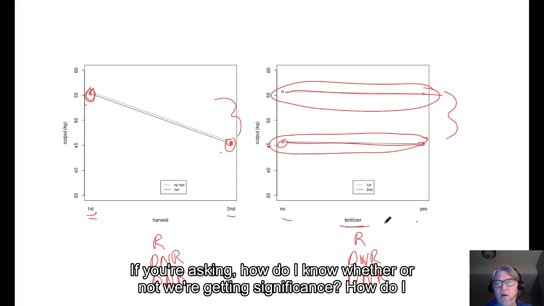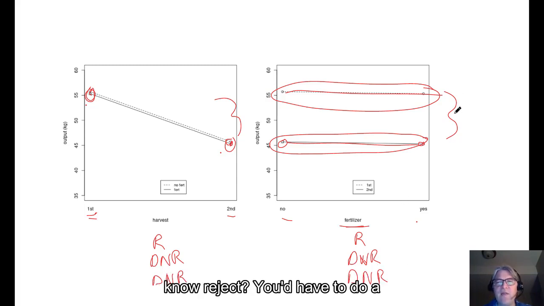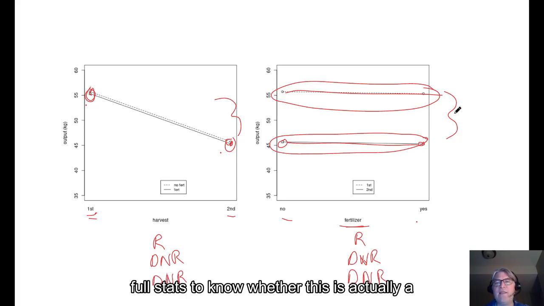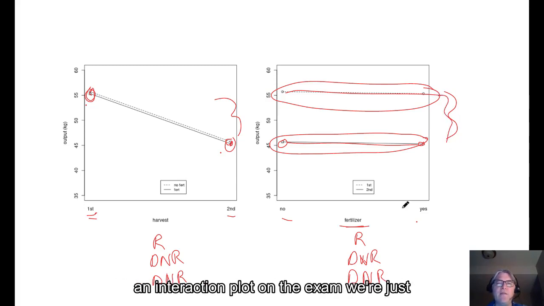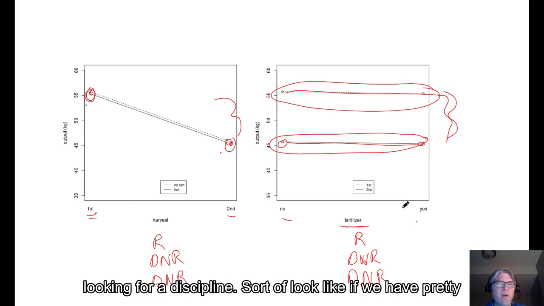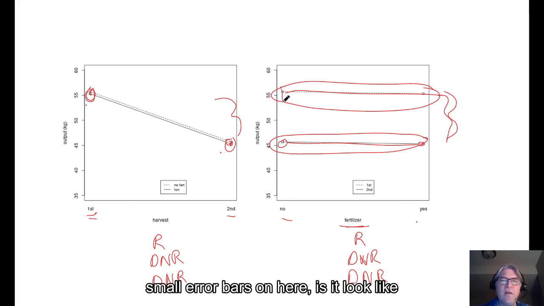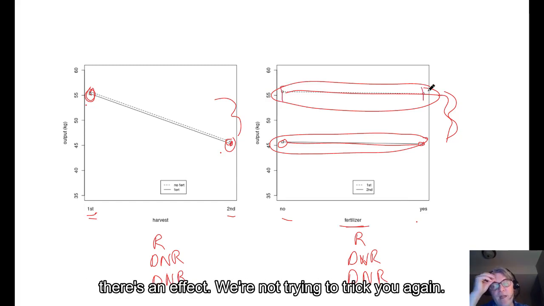If you're asking how do I know whether or not we're getting significance, how do I know to reject, you'd have to do full stats to know whether this is actually a significant difference. But when we ask you to interpret an interaction plot on the exam, we're just looking for, if we have pretty small error bars on here, does it look like there's an effect? We're not trying to trick you again.